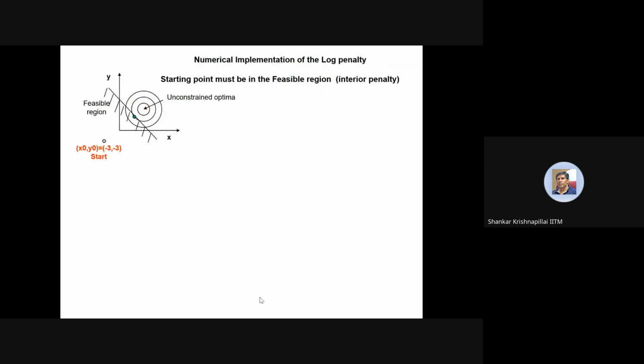Okay, so how do you numerically implement this log penalty function? What you see here is the graphical representation. This is the correct answer. So we'll have a starting point -3, which is inside the feasible region, because log penalty works only inside the feasible region.